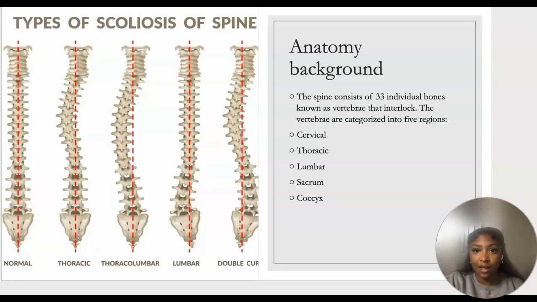And just for a little anatomy background, I want to show the spine and how it can look. On the far left, you just have a regular, straight, aligned spine. Then you have the thoracic, where you can see more of an upper, slight C curve. Then you have thoracolumbar, which is more of a middle C curve, which is more likely what some people can have. And then you have a lumbar with a lower C curve. And then you have the double curve, which would be known as the S curve. So it's throughout the entire spine.